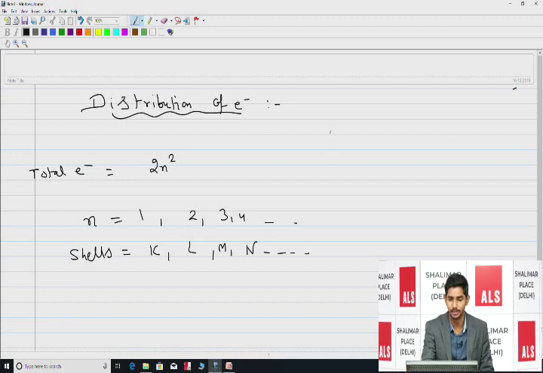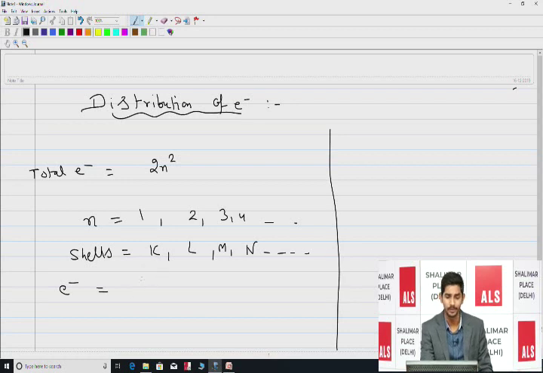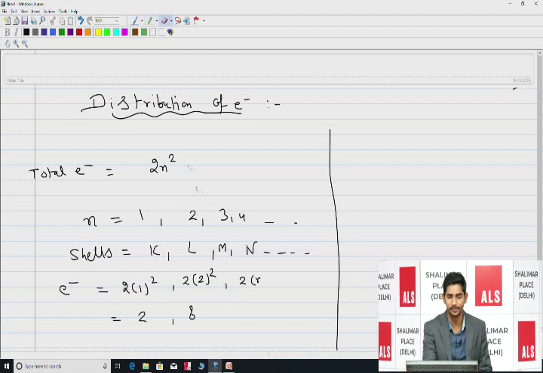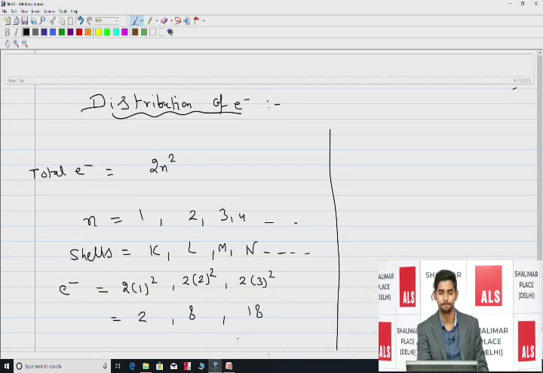Now, let's say suppose, let's talk about K. If I would like to talk about the K, put n equal to 1, this is 2n square. So in the K shell, we can have 2 electrons. If we talk about the L, it is 2 times 2 square, which is 8 electrons. If you say M, it means n is 3. Do not copy this guys, just understand the concept. This one will have 18. And so on, you can calculate the number of electrons.